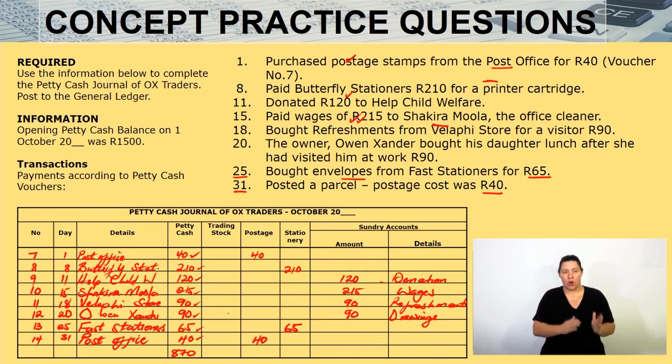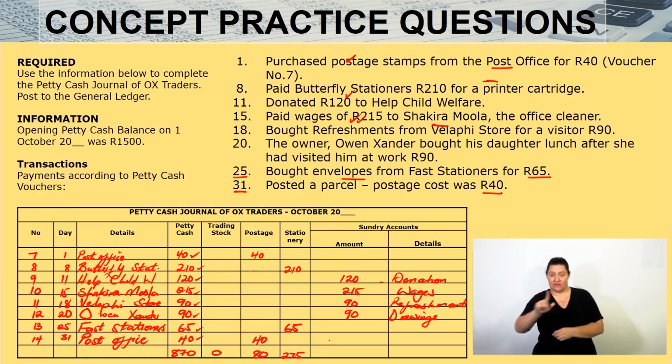870. And then you come to your trading stock. There is no amount there. On your postages will give you 80 rands. And then when you now come to your stationery, you get 275. And then when you come to your sundry accounts, you will have an amount.